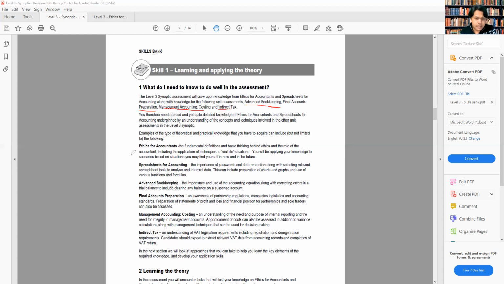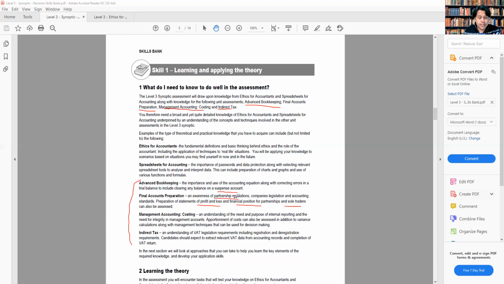Then obviously these 4 papers we have done, from advanced bookkeeping to indirect tax. Here the importance is the use of the accounting equation, along with correction of errors, the trial balance, including clearing any suspense account. They are saying the correction of errors and the suspense account could be tested in the exam. Then on final account preparation, we can have a question on the profit and loss account, statement of financial position, sole trader, and partnership.